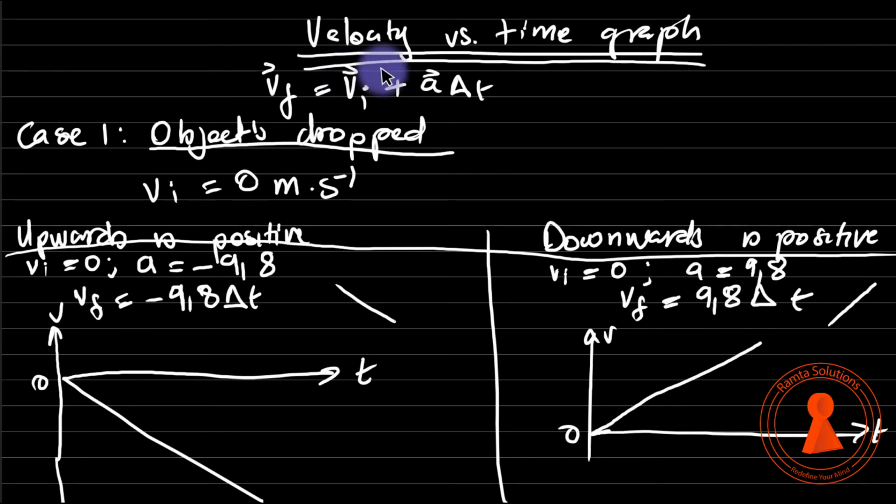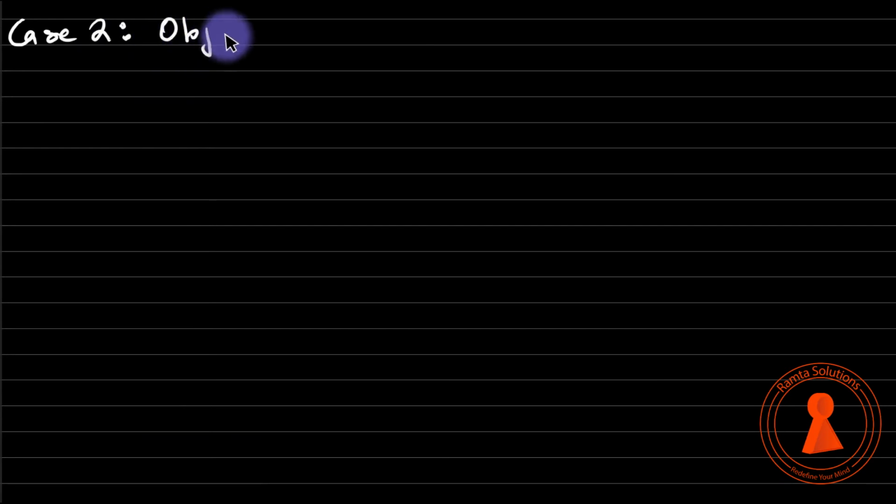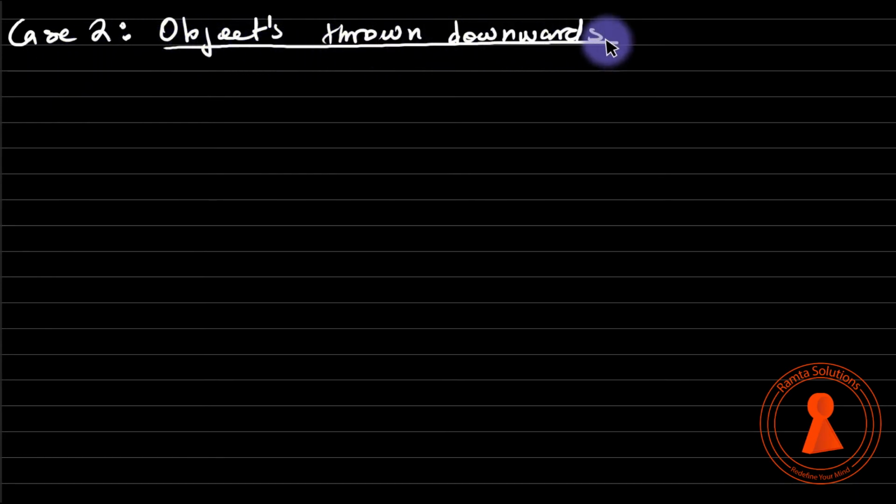Okay, now let us go to case 2. We'll say the object is thrown downwards. So remember, I'm not treating the bouncing ball analogy. So here, initial velocity is not equal to 0.